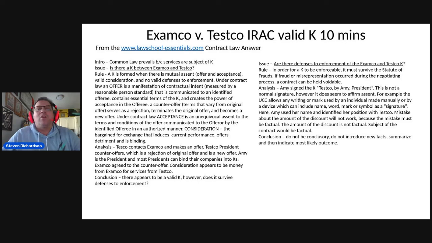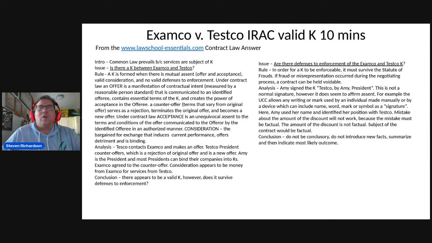So now you come over here. Are there defenses to enforcement? In order for the contract to be enforceable, it must survive the statute of frauds. If fraud or misrepresentation occurred during the negotiating process, a contract can be held voidable, right? So in your analysis, we're talking about the signature. It was kind of strange. Tesco by Amy president.